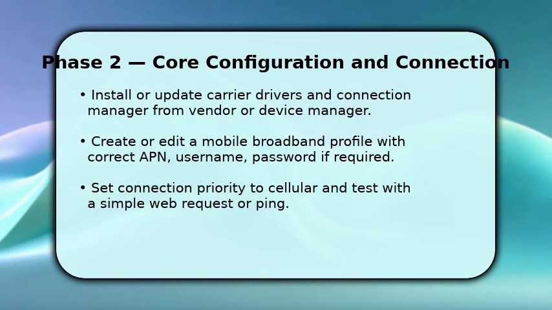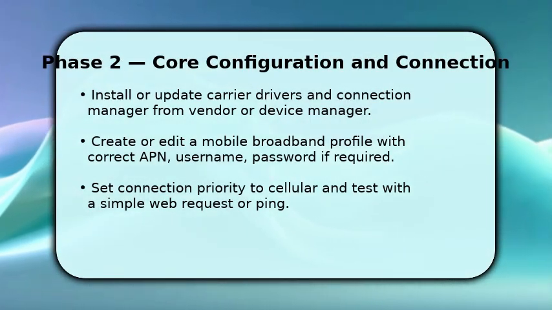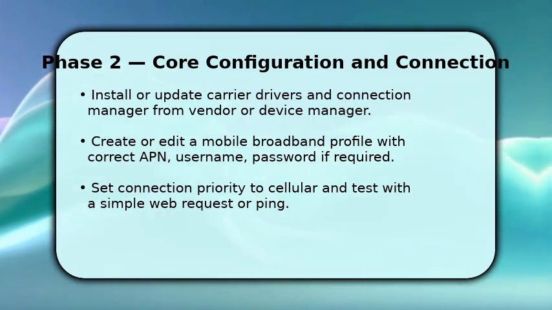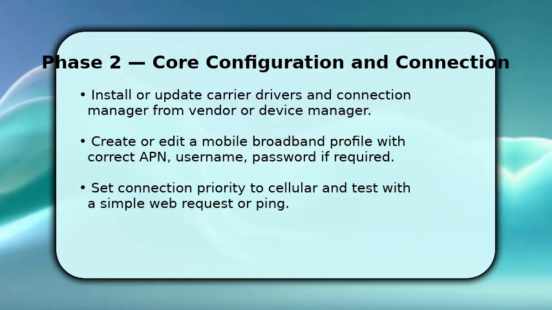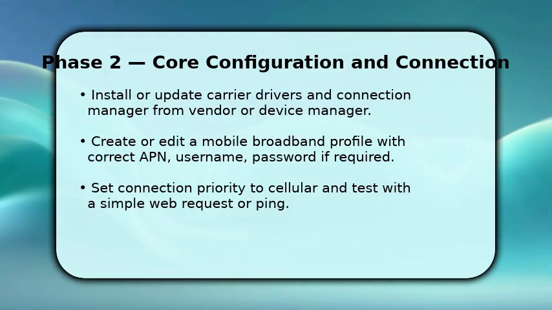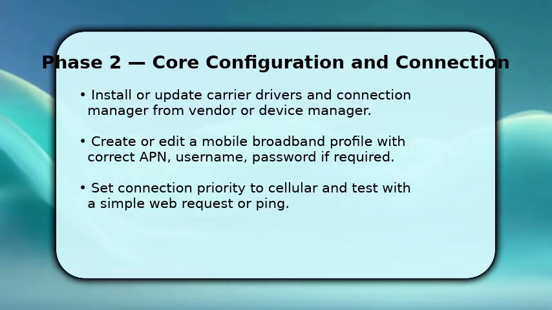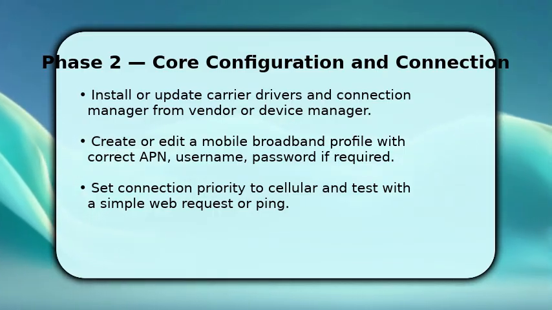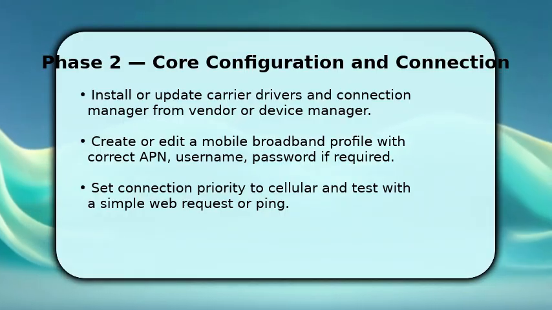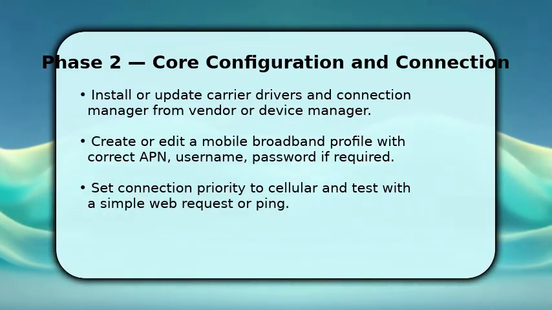Now configure the connection itself so data flows reliably. Install the modem driver or connection manager. Make sure the OS recognizes the device with no error icons. Create a mobile broadband profile and enter the APN exactly as provided, plus any username or password, because incorrect APN stops data. Once the profile is saved, initiate the connection and observe signal bars. Make sure the adapter is set as the default network for internet traffic.